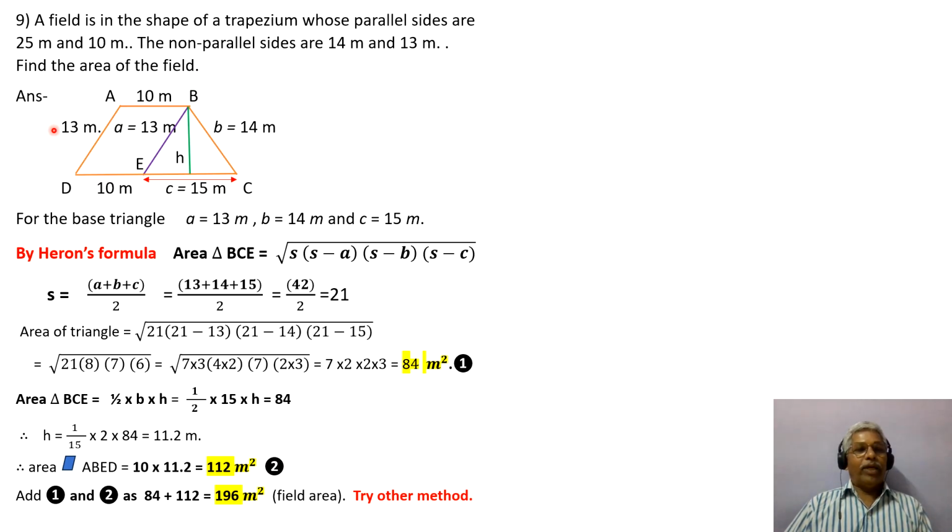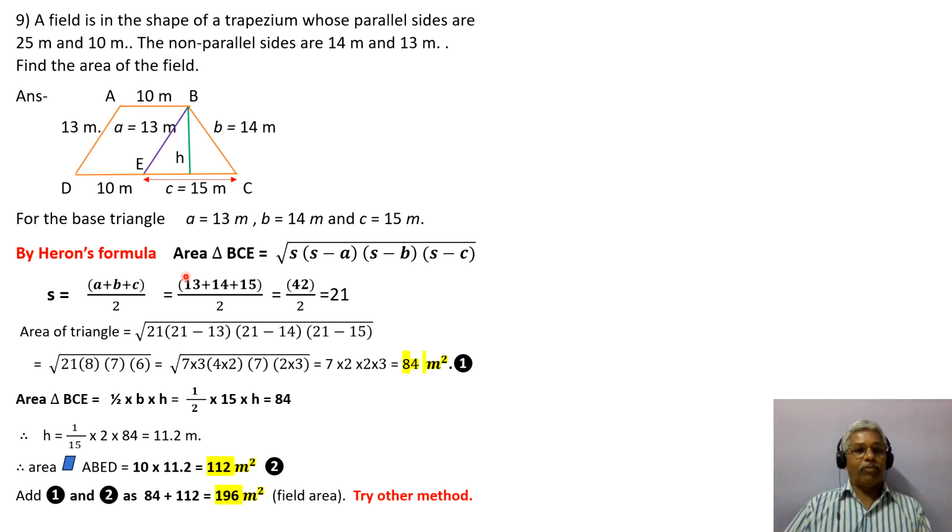Answer. Now I have already shown you. You have to draw this and give all these dimensions. And for this, we have to make some geometrical construction. So you draw a parallel line to this. So this is 13 and this becomes a parallelogram. If you consider this triangle, this is 14 meters, this is 13 meters, and this is 15 meters. So for the triangle, A equals 13 meters, B is 14 meters, and C is 15 meters.